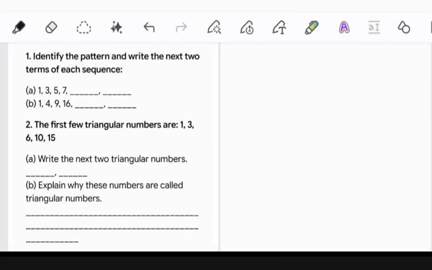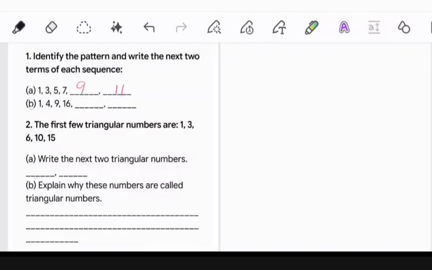Let's move to the next set. Identify the pattern and write the next 2 terms of each sequence. Question number 1: 1, 3, 5, 7, dash, dash. It is very easy. Here the rule is a sequence of consecutive odd numbers, adding 2 each time. So the next number after 7 is 9, and after 9 plus 2, 11.